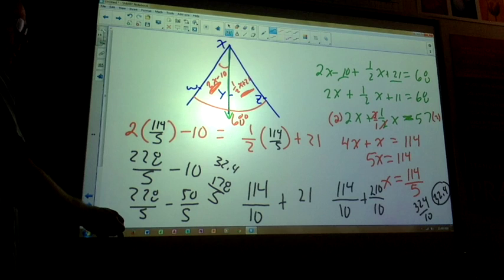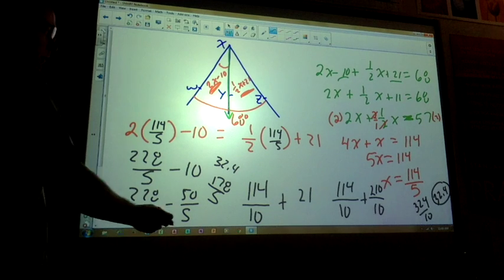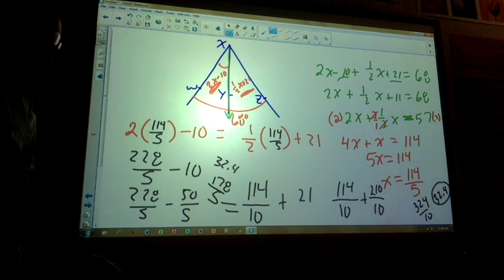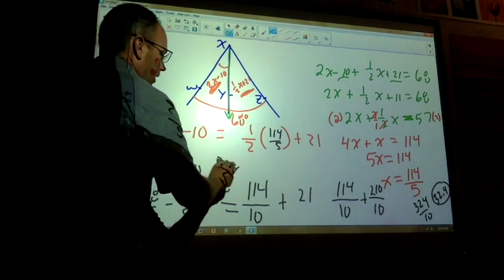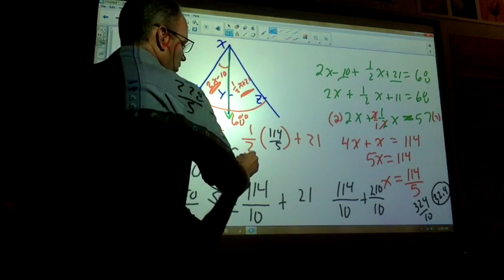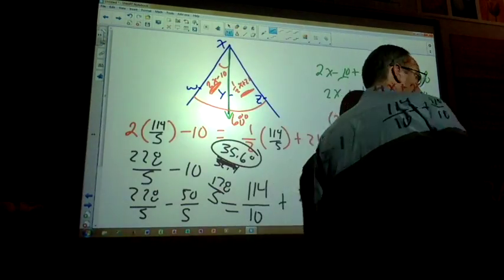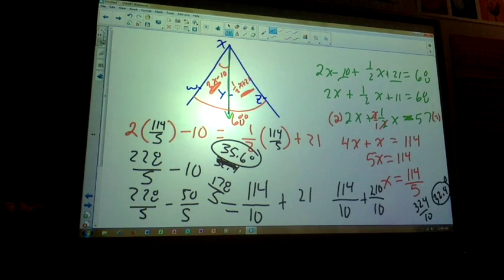Well, hold on. You're looking at the part after the equal sign. You're adding the 210 and the 114. No, we just want to know if those are equal. What's 178 over 5? Somebody? 32.4? And what is it? 35.6. Thank you. Is 35.6 degrees the same as 32.4 degrees? No. Does that green line bisect the blue? It cuts it, but it doesn't cut in half.